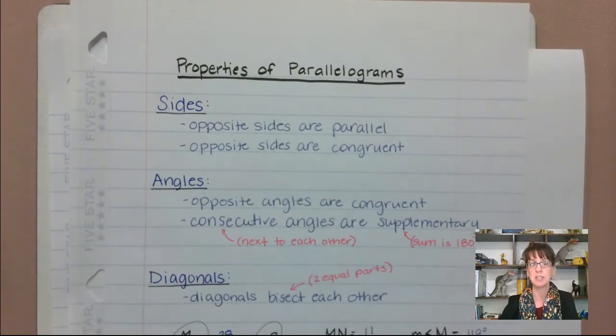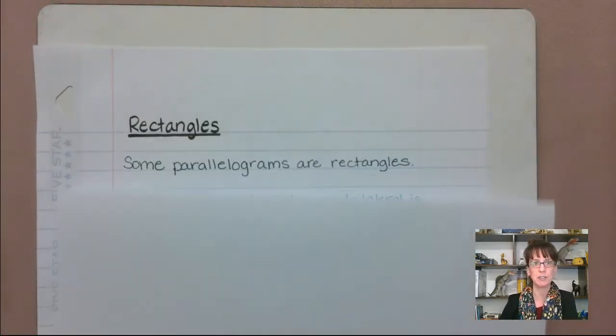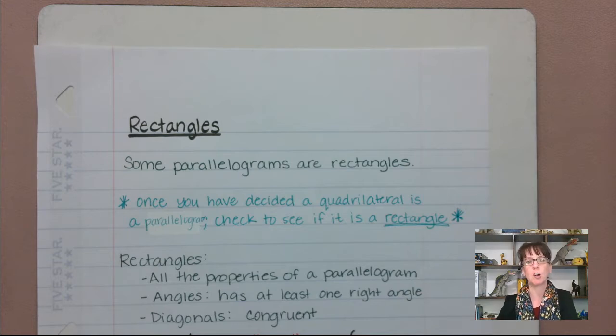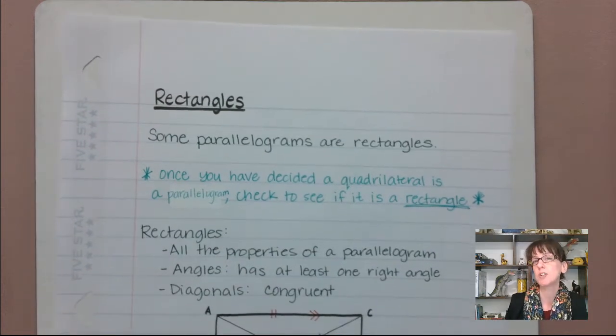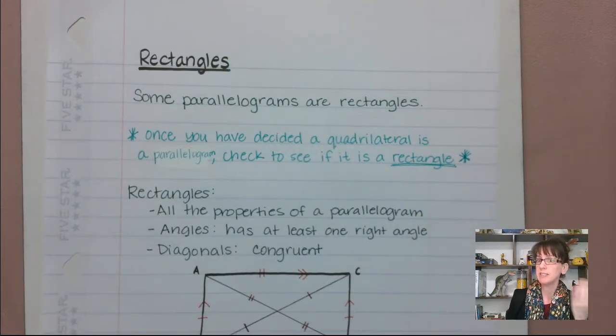So remember those properties of parallelograms. Those are going to be important, and we talked about those in a previous video. Pause if you need to. Okay, so what's the big deal with rectangles? All right, some parallelograms are rectangles. Once you've decided a quadrilateral is a parallelogram, check to see if it's a rectangle.